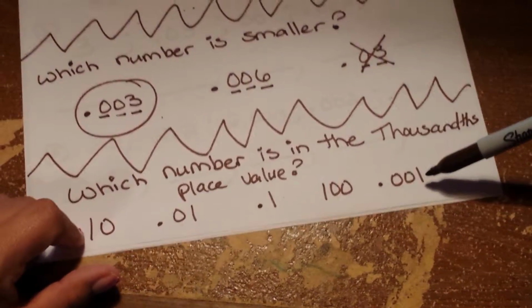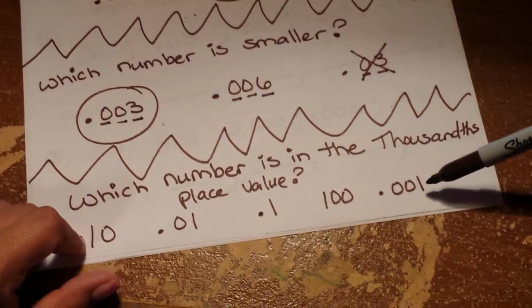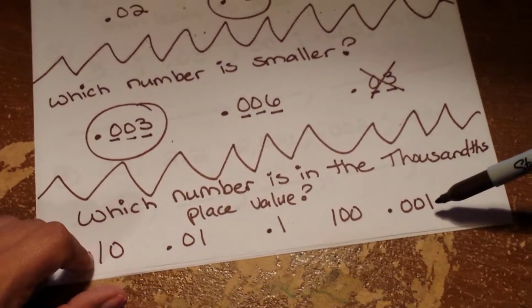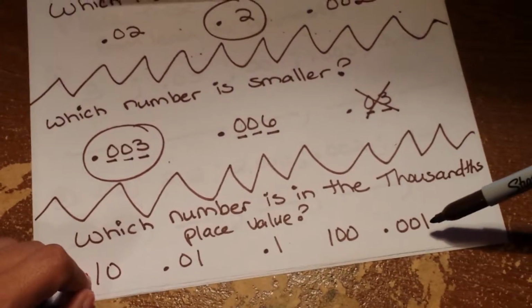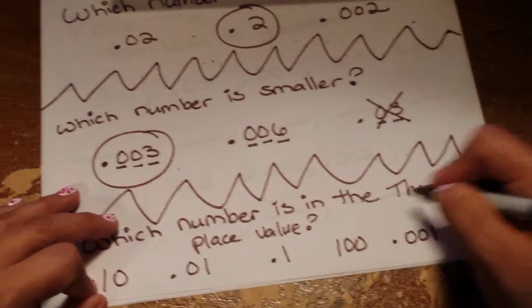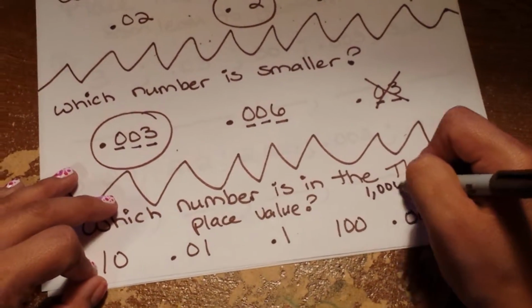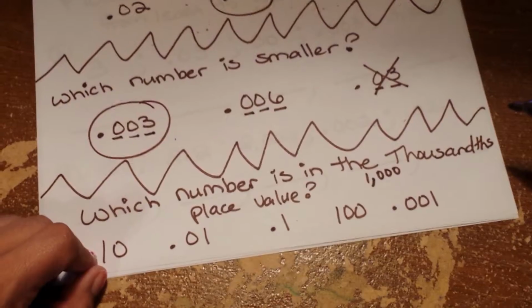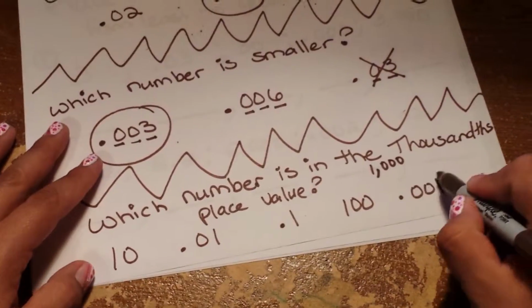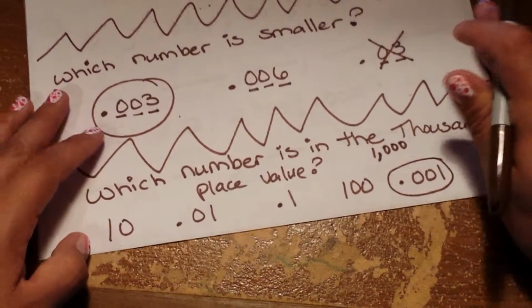Which of these numbers on the bottom is in the thousandths place? Remember, I told you to write it out as if you're writing the 1,000. That comma can also be representing your decimal. Very good. It's this one.